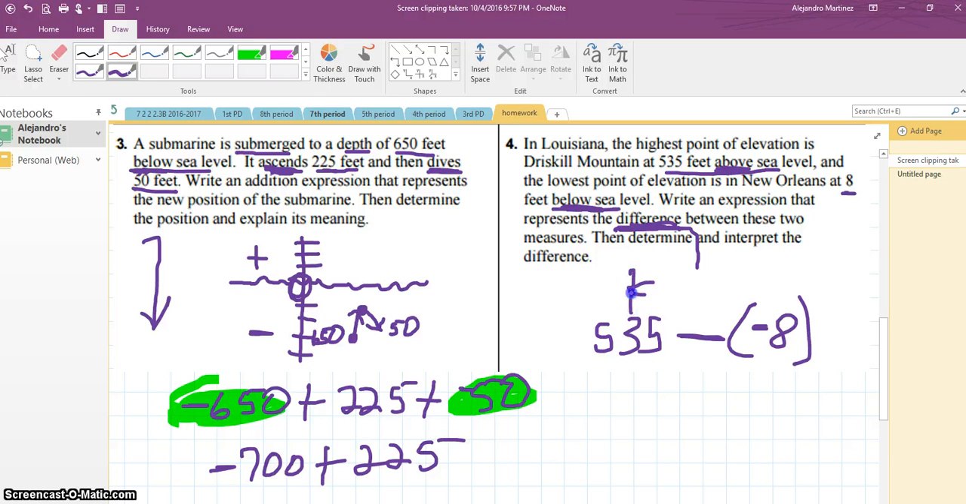And here, use the KFC strategy. Keep, flip, change. Keep, flip, negative to positive, and then make this a plus, a positive number, and then you add them together and you get the answer.